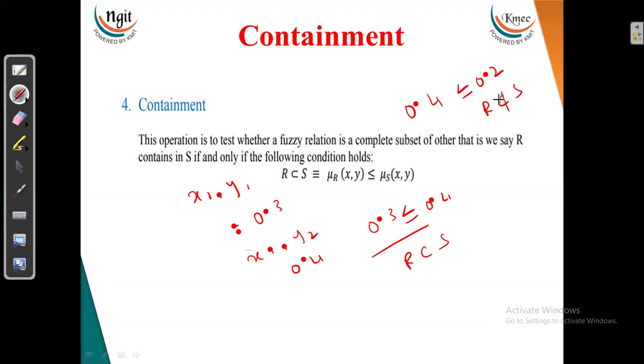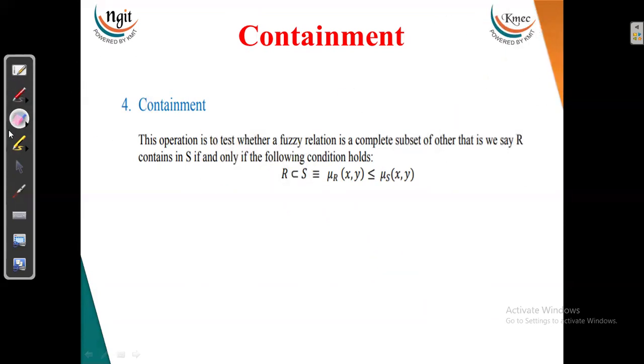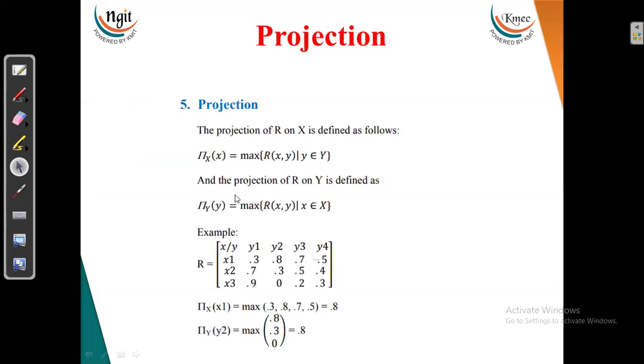So this is called the containment property or containment operation. Okay, so we have done the union, intersection, and complement. Union means the maximum value of the relations, the minimum value of the relations is intersection, and 1 minus the relation is complement. Now, coming to the next one, projection. This is very interesting. Please, all of you try to understand.